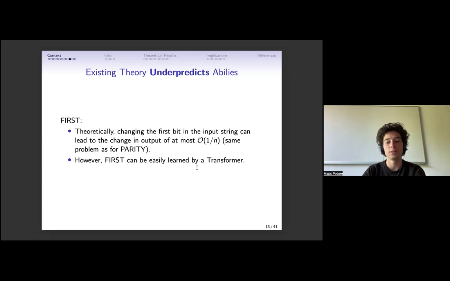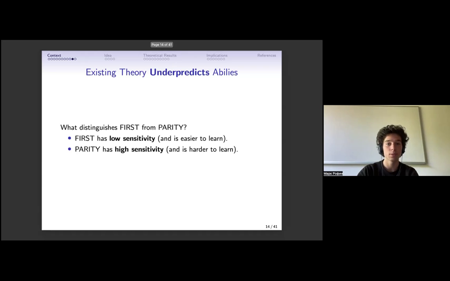So for parity, we say that it can be expressed, but for some reason transformers in practice do not tend to learn this function. For first, we also know that it can be expressed, and we can think that it has the same fundamental problems as parity. And so if parity cannot be learned, then first should also be hard to learn, but first is easy to learn. And so that's the problem that we're trying to explain, why it arises.